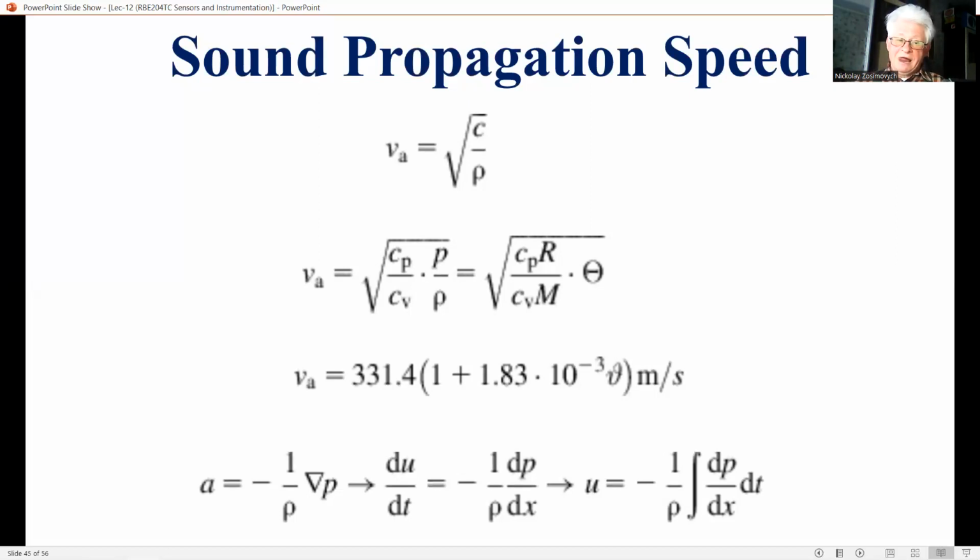Acoustic velocity differs from particle velocity u. The latter follows from the Euler equation for the acceleration of a fluid, as you can see in this equation on the bottom. And for the u as a particle velocity in x direction.